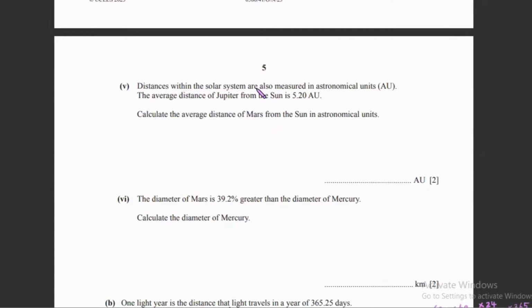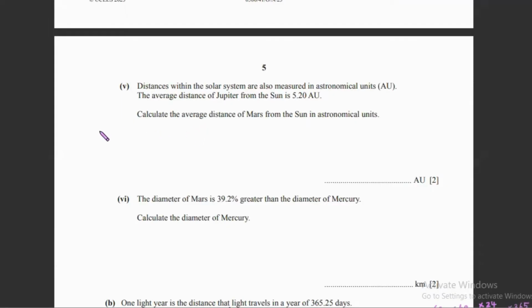Distances within the solar system are also measured in astronomical units, AU. The average distance of Jupiter from the Sun is 5.20 AU. Calculate the average distance of Mars from the Sun in astronomical units. Now, we're going to do this question like working out questions where currencies are involved. Exchange rates of currencies are involved.